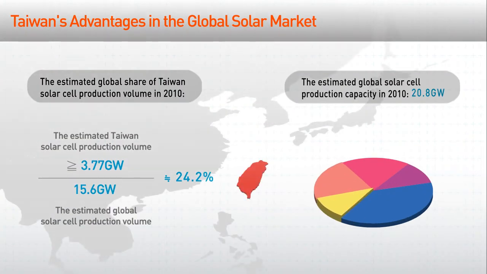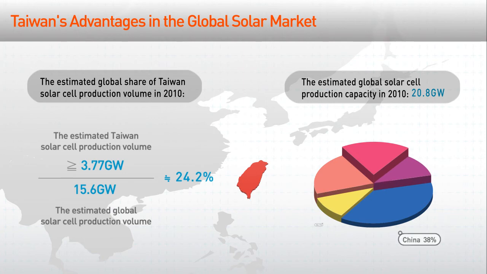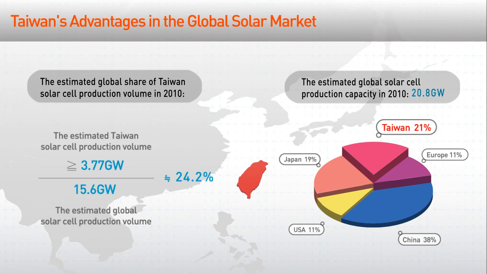Of the estimated 15.6 gigawatts of global solar cell production volume in 2010, Taiwan possesses an estimated production volume of 3.77 gigawatts. This means that Taiwan has already exceeded 24% of the global volume and has already exceeded 20% of the world's production capacity.